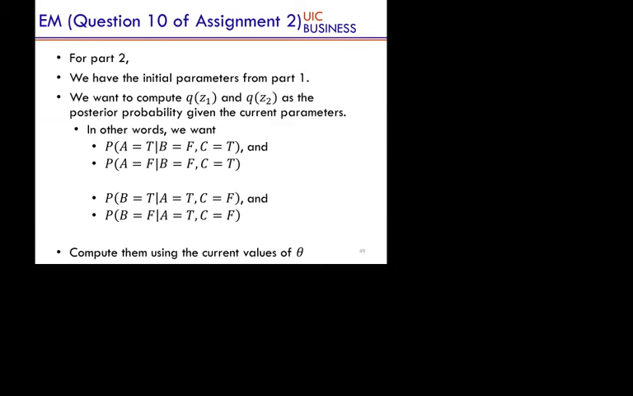Okay, now for part 2. We have the initial parameters from part 1, and so what we will try to do is come up with some estimates for these missing entries.